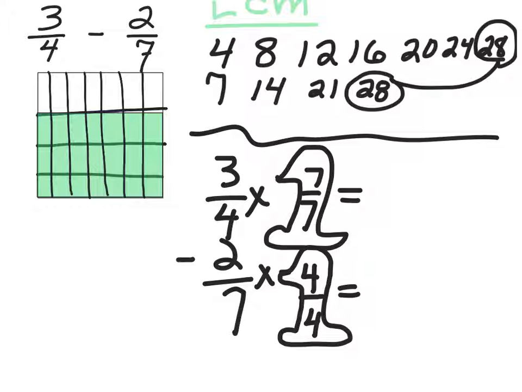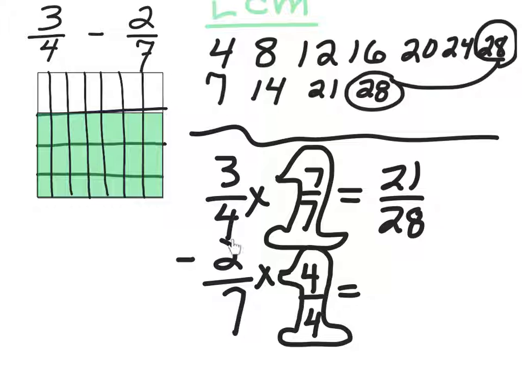All right, so here we go. 3 times 7 is going to give me 21. And then 4 times 7 is going to give me 28. And that's exactly what I need, right? And if you look here, this 3/4 has been converted into 21 28ths. Here I have 7, 14, 21 out of 28. And that is lovely, my friends.